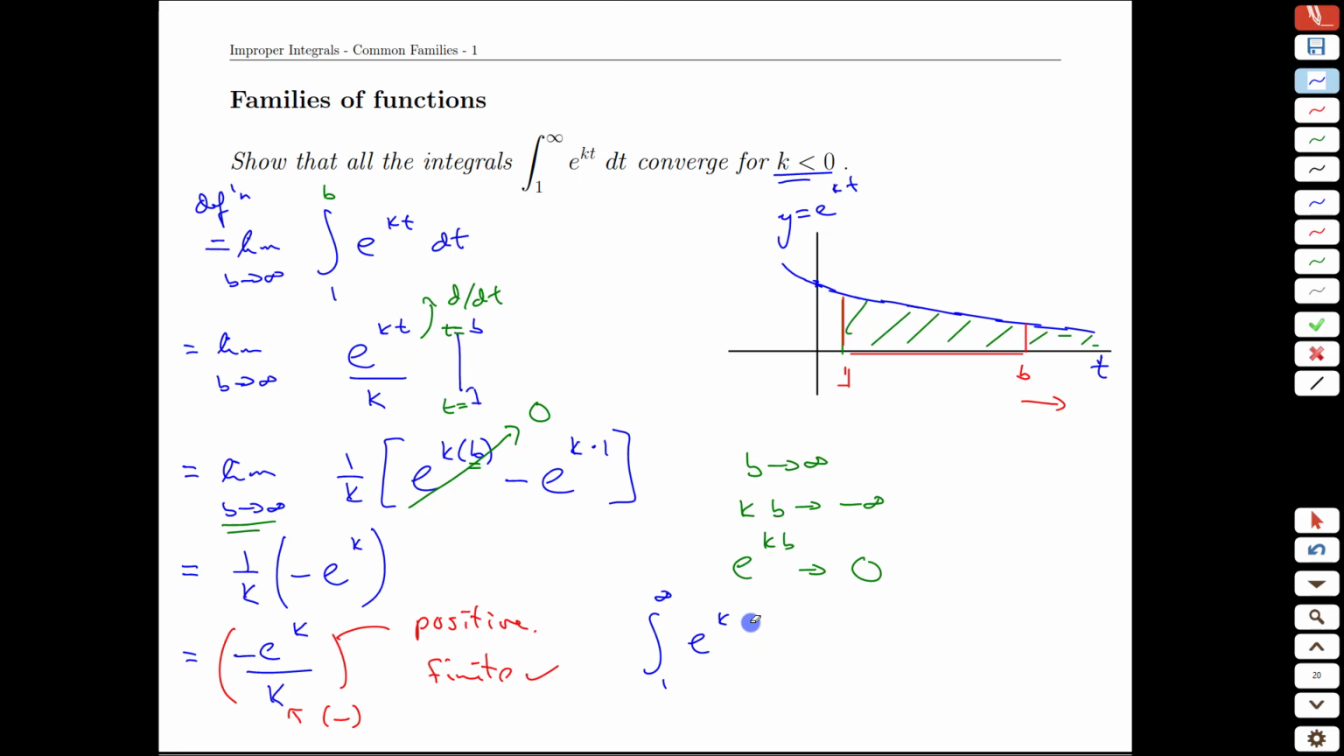The integral of e to the kt dt converges, with a little addendum, if k is less than 0. As long as we have e to the minus 2t, e to the minus 5t, e to the negative 0.1t, those will all have areas underneath them that are finite.